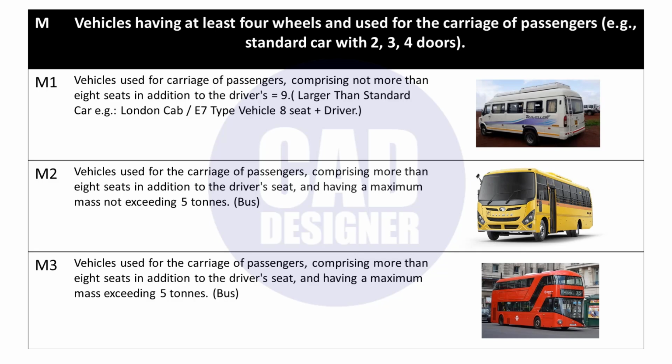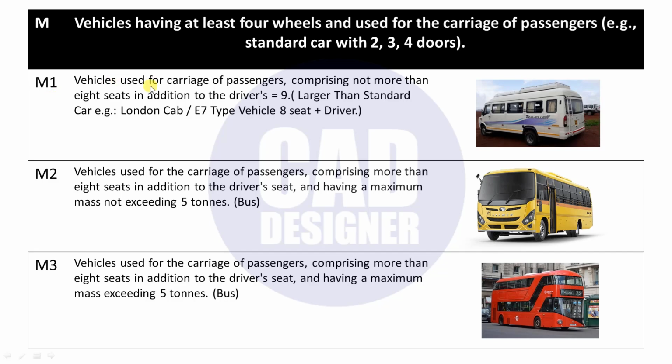Next is the M category. Here, a vehicle having at least four wheels and used for carriage of passengers. So we know that a four-wheel vehicle which is used to carry passengers comes in the M category. The M category is again subdivided into M1, M2, M3.